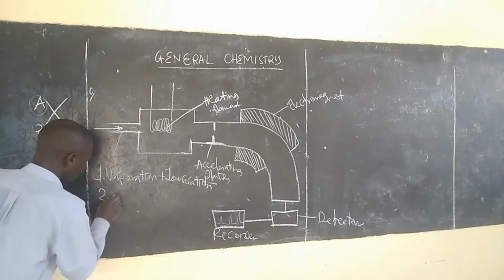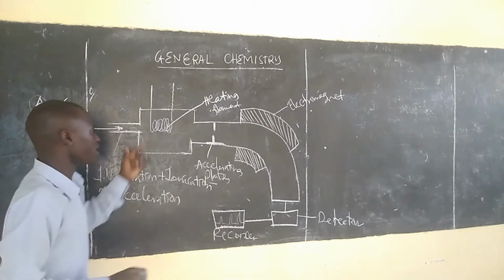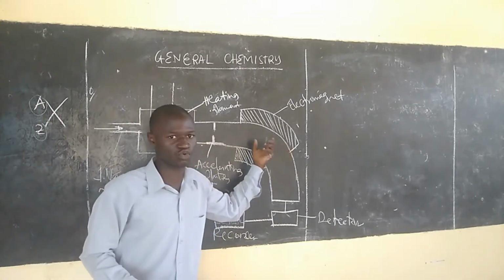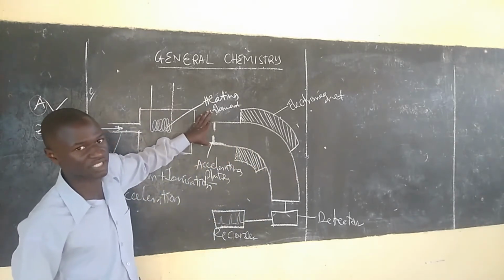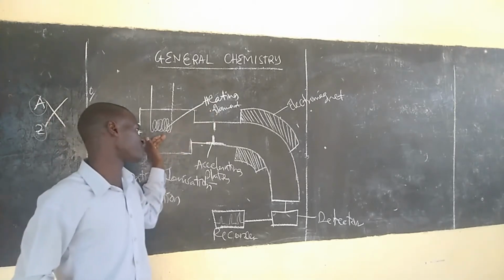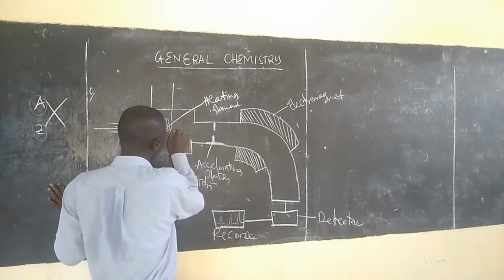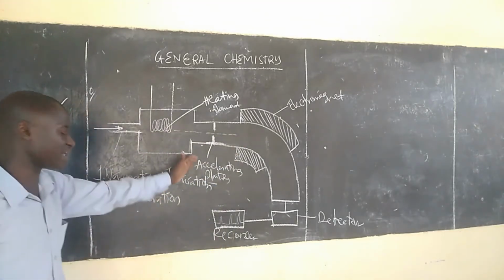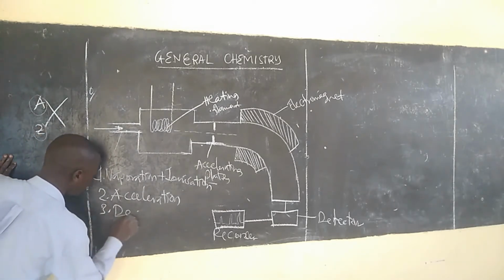Lakini number 2 it is acceleration. That means hizi hapa zikishakuwa ionized hapa, lazima kuna kitu kizivute zielekee huko. What pulled them to this direction is electric field which is present in these plates. Kwa kuna electric field, ambayo electric field itazivuta hizi ions zitaenda kwenye this direction. So ions hapa zitapita kwenye stream moja kuja kwenye hii direction. That is acceleration. From there, in the third step, we will have deflection.